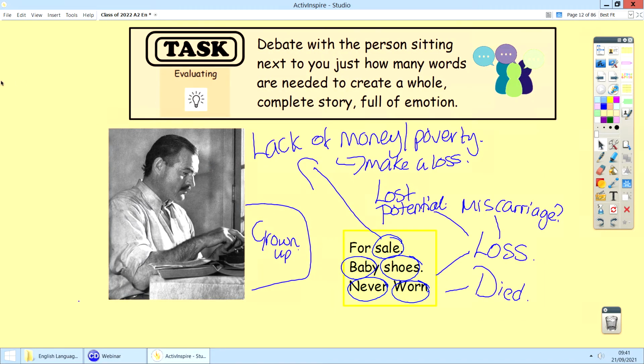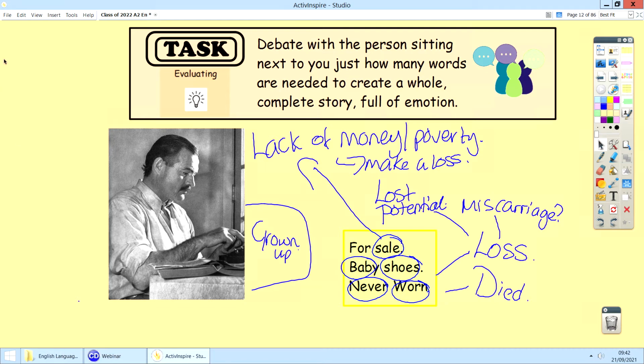So we looked at how many words it would take to create a whole, complete story full of emotion. And people were saying in the classroom, oh, 5,000, miss, you need 5,000 for a good rounded story. No, you can have 1,000. You can have 10,000, miss. It needs 10,000 for a full story of emotion. And then we looked at this.